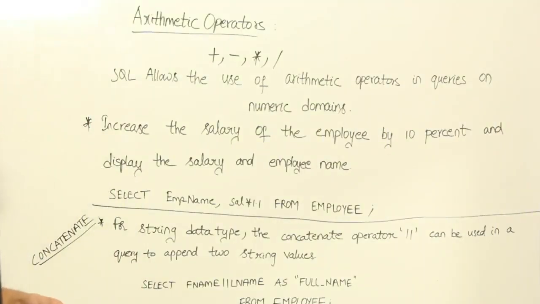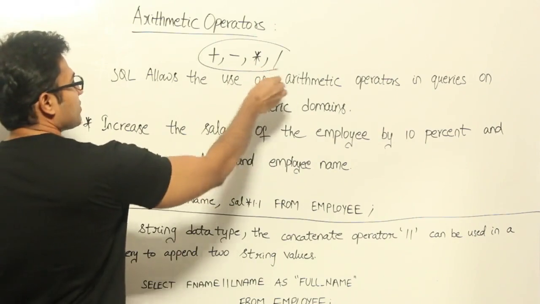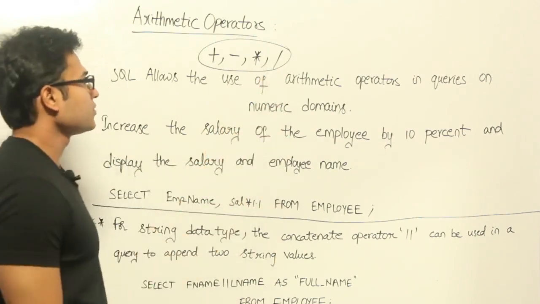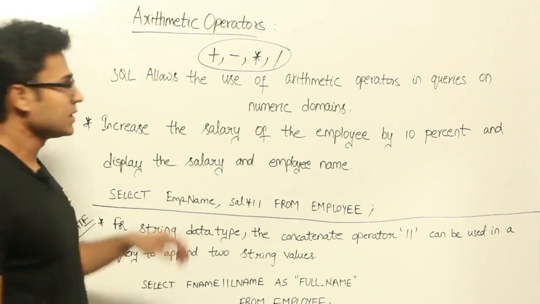Now there is something called arithmetic operators here. It is the same as the mathematical arithmetic operations which we use. So mainly we have plus, minus, multiplication and division. So addition, subtraction, multiplication and division. I'll show you with an example what it means.